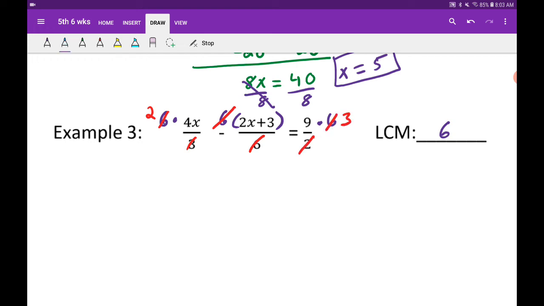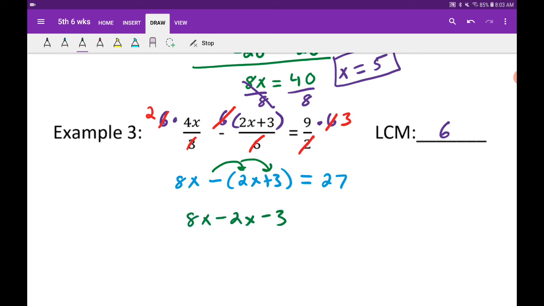All right, let's combine them together. 2 times 4x makes 8x. And we have negative 2x plus 3. Notice I'm keeping the parentheses there. And then 9 times 3 is 27. Okay, denominators are wiped out. We got just an algebraic equation here. Okay, so first thing we're going to have to do, distribute this negative into the binomial behind it. So we got 8x minus 2x minus 3. Okay, so when you multiply by a negative, it basically just changes the signs. All right, and then we got 27 here.